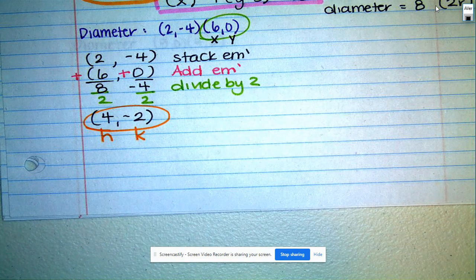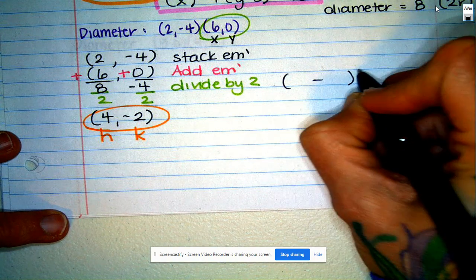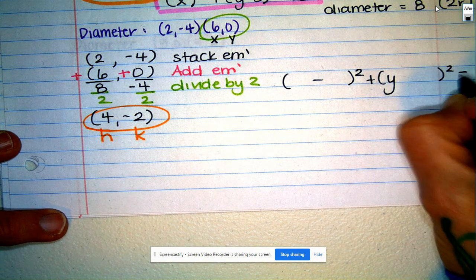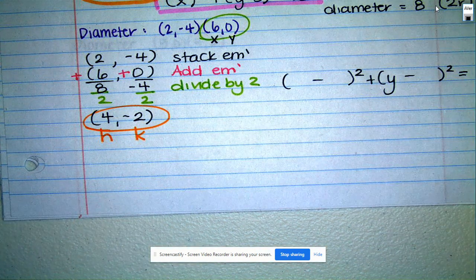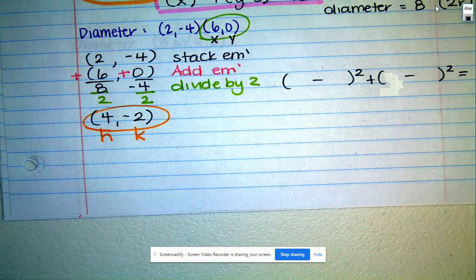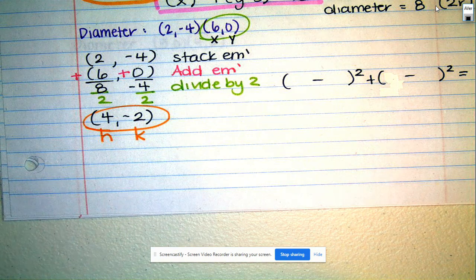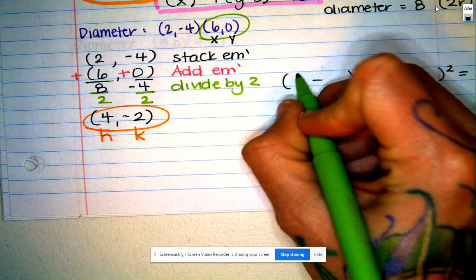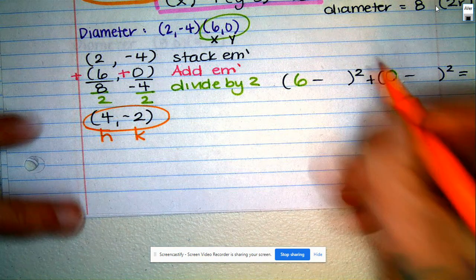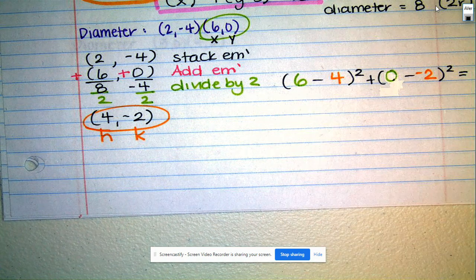We're going to open up our equation again. So x minus h squared plus y minus k squared equals r squared. Erase my y. We actually have a number. So we have to pick. I chose the 6, 0. You can do the 2, -4. It'll work as well. So choose whichever one you want. The math should be the same. So x and y goes in the front. H and k goes in the back. And we're going to solve for our radius squared because that's unknown.